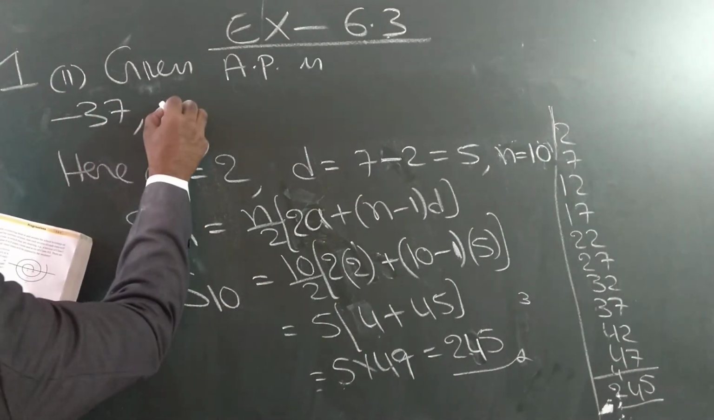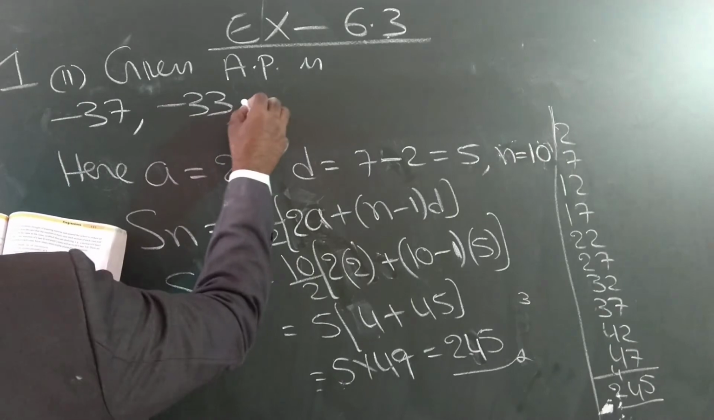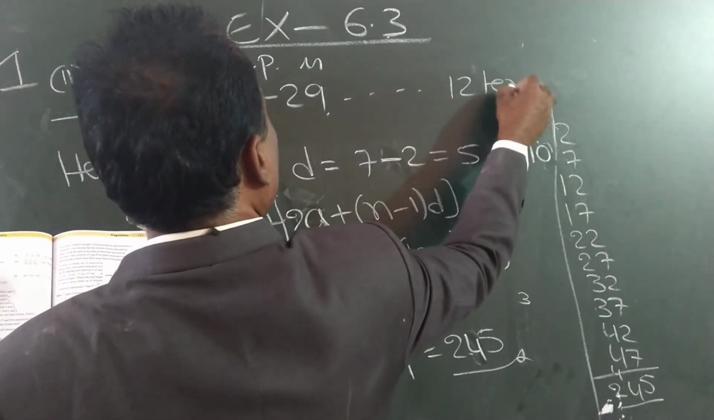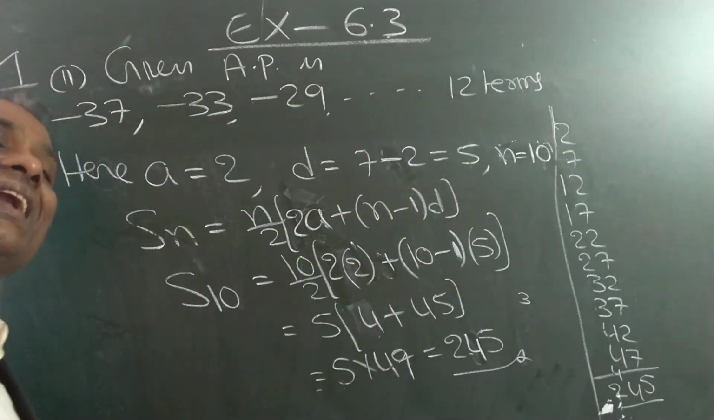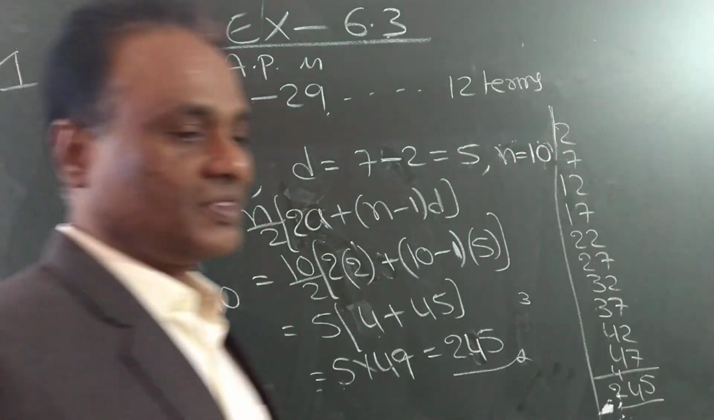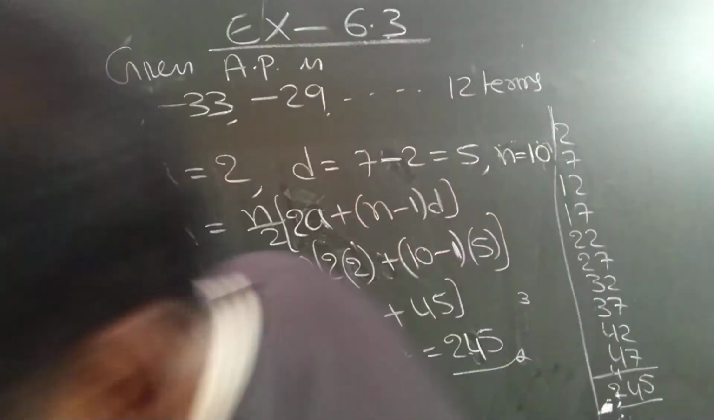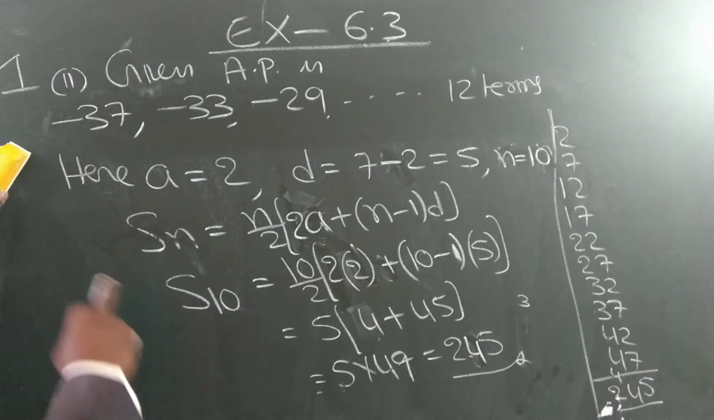Minus 37, minus 33, minus 29, so on, 12 terms. Same procedure. First find the A value and D value. Students, find the A value and D value, then use this formula. Same formula.